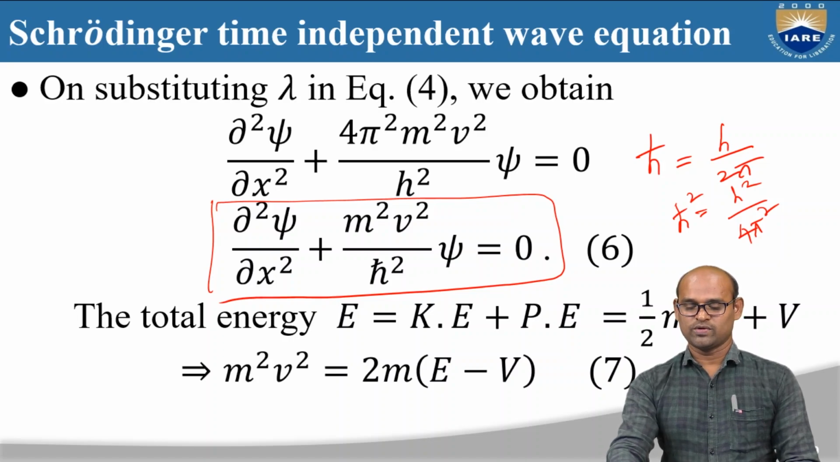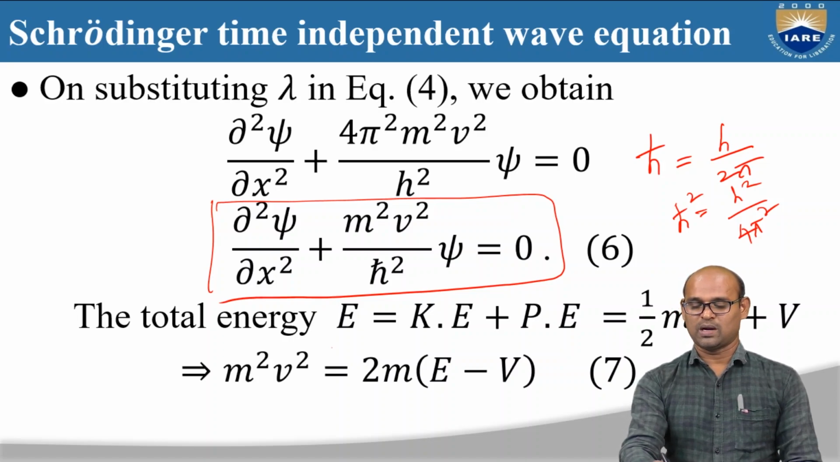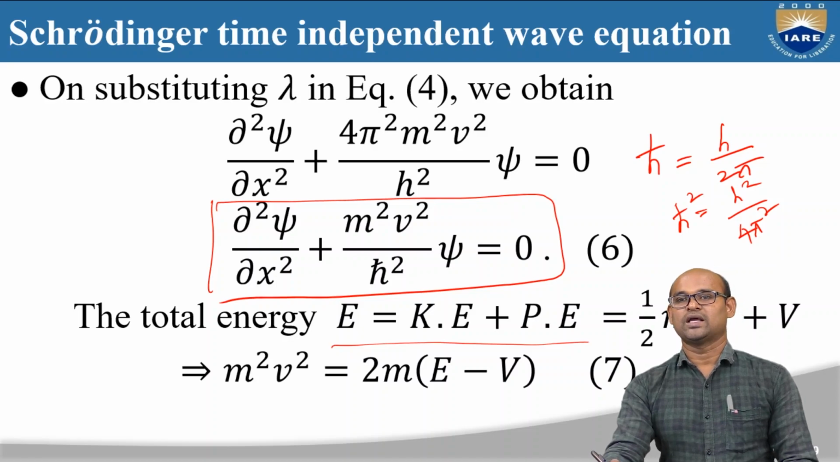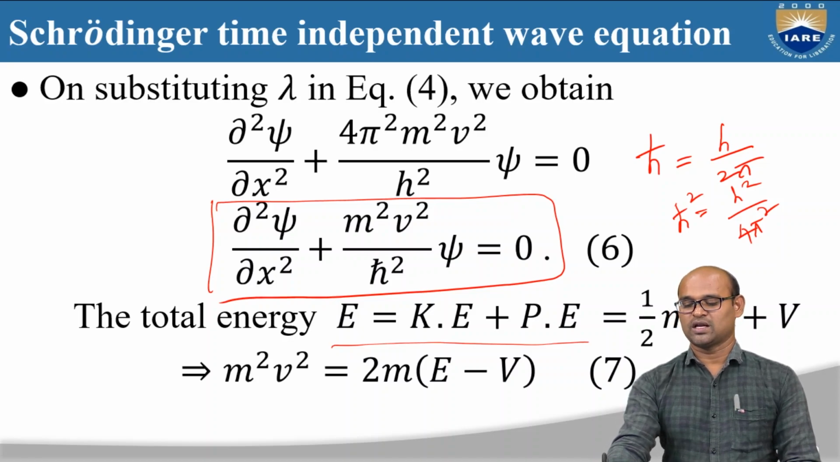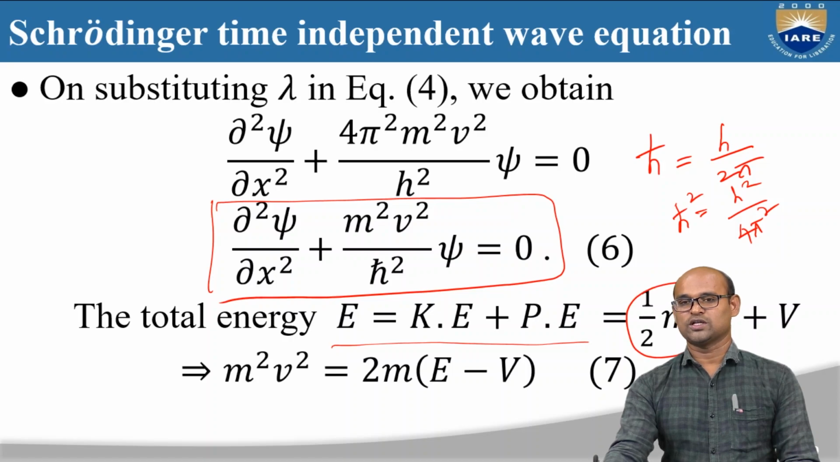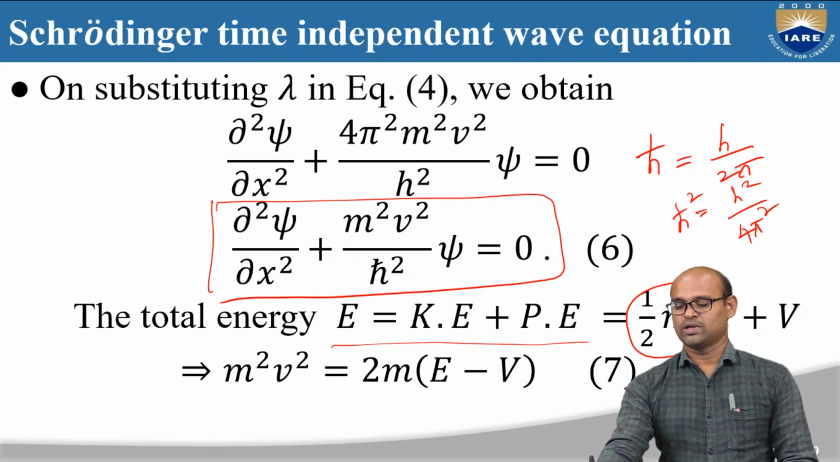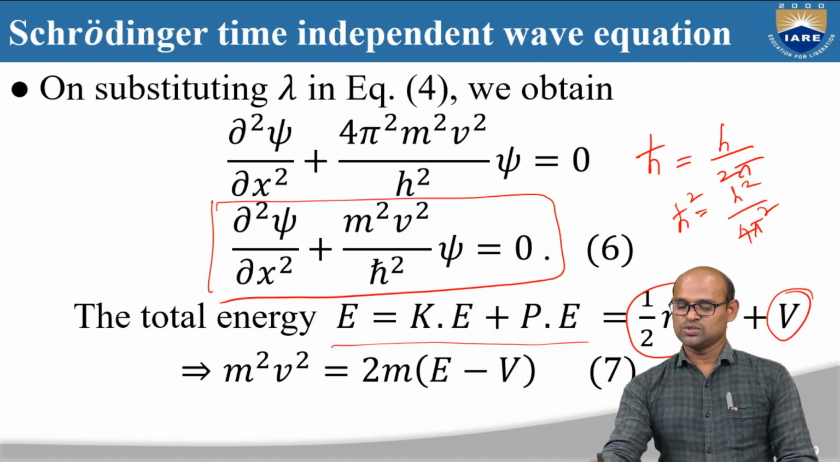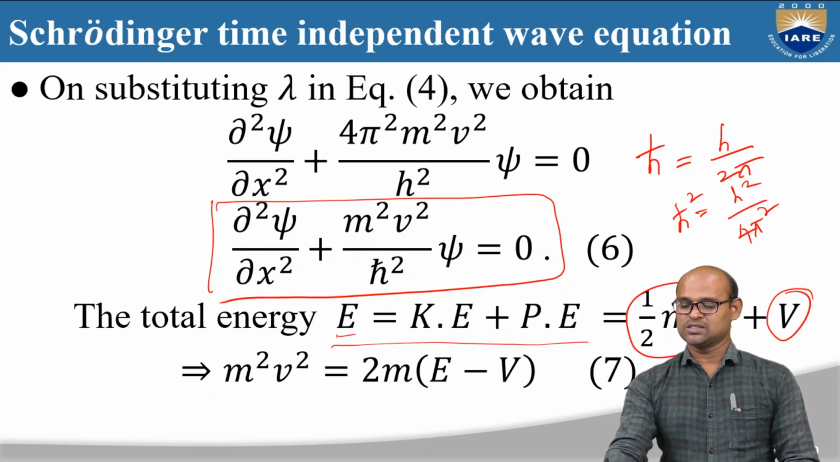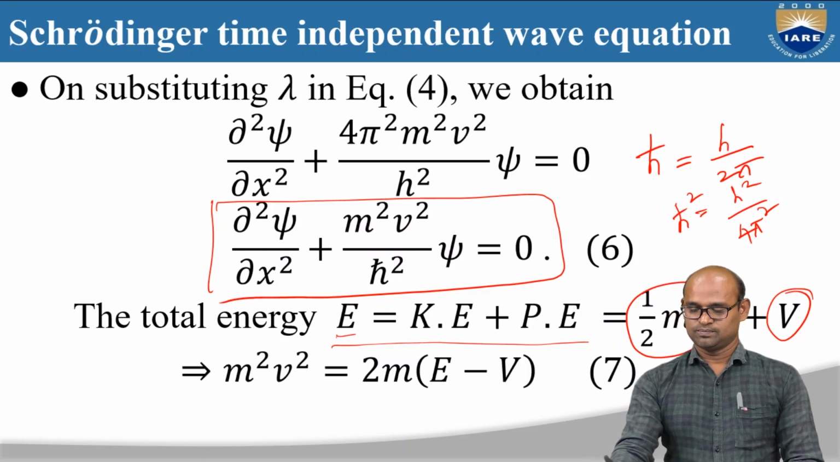To get this m square v square, I am using the total energy of a particle. Total energy is defined as kinetic energy plus potential energy. So kinetic energy is half mv square. I do not know what kind of potential is there, so I am taking the potential as V. Using this, total energy E is equal to half mv square plus V.